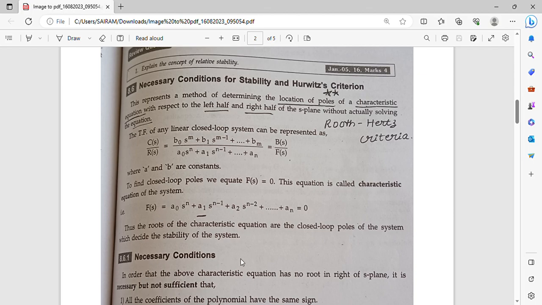This is necessary conditions. But here it is telling with respect to the Hurwitz's criterion, that this represents a method of determining the location of poles of a characteristic equation. So there is a characteristic equation that has been given to you, and you are supposed to find out the locations of the poles of that characteristic equation with respect to left half and right half of the S plane. Left half and right half in the sense the positive and negative parts, right? That is the thing, left half and right half of the S plane without actually solving the equation. So this is very much important, students, without actually solving the equation.